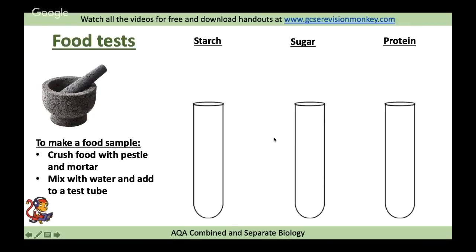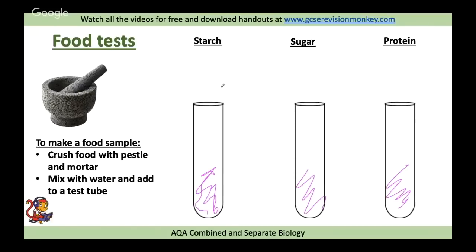Moving on then, food tests. The food test for fats is not one that you're going to be asked to recall anymore, so you need to concentrate on starch, sugar, and protein. So first of all, you'd crush up some food, mix it with some water, add it to a test tube so you've got your food solution in here.